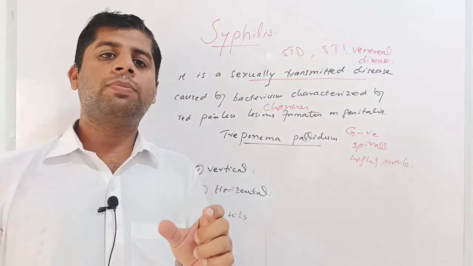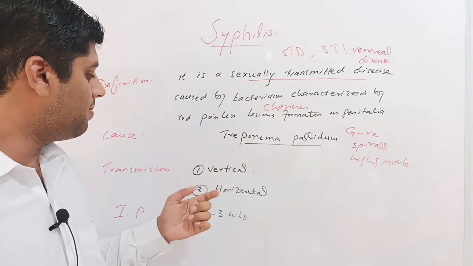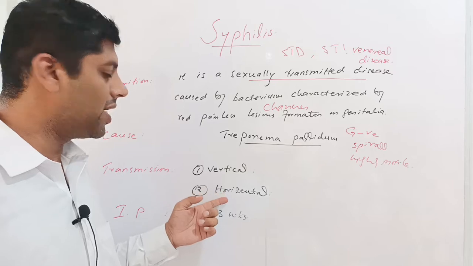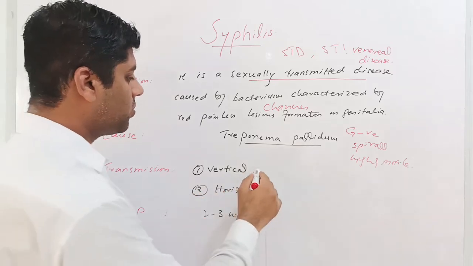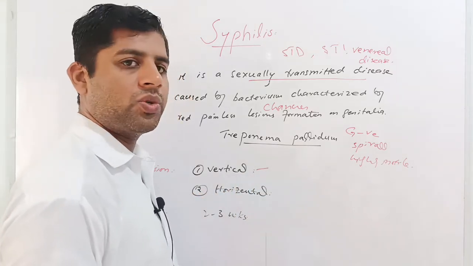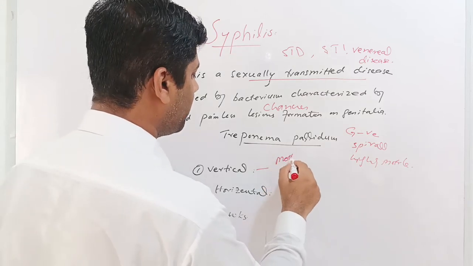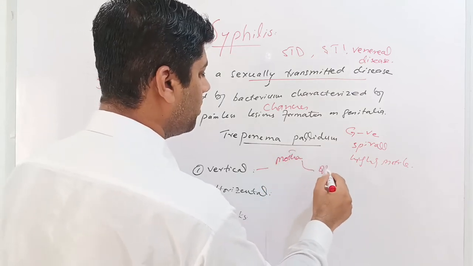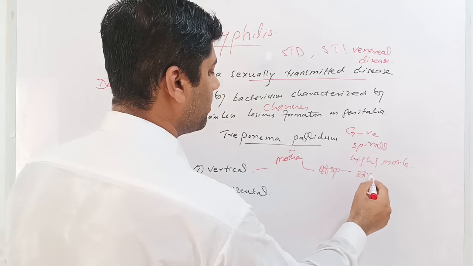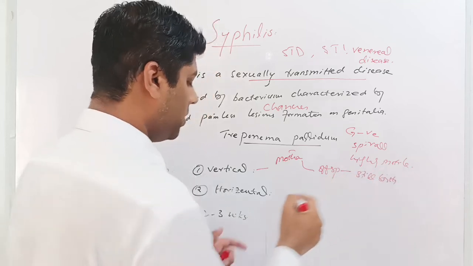It's very important to know about the transmission of syphilis. It can be transmitted through two routes, the vertical route as well as the horizontal route. Vertical route refers to the transmission of the infection from parents to offspring. Usually syphilis is transmitted from the infected mother to the offspring and it causes stillbirth. The offspring born is usually dead.